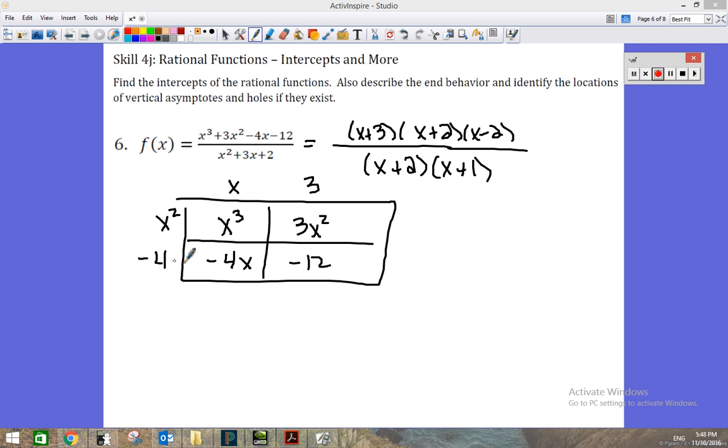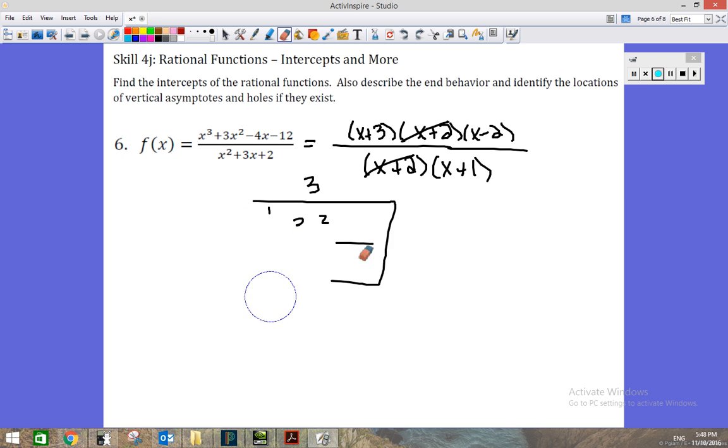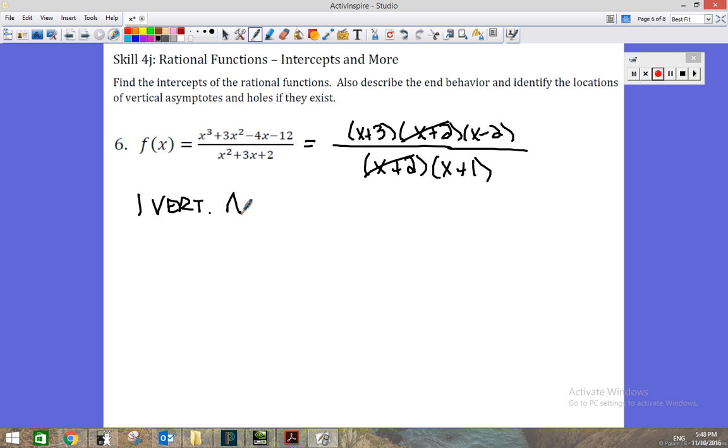X squared minus 4 is a difference of perfect squares that factors to x plus 2 and x minus 2. So we see that we do have factors that cancel. What does not cancel, I focus my attention in the denominator. I have one vertical asymptote. The domain, we excluded negative 2 and negative 1. The negative 2 we're going to see creates a hole in the graph, and the negative 1 is a vertical asymptote. I need to write it as an equation and not just say negative 1. It's actually the line x equals negative 1.